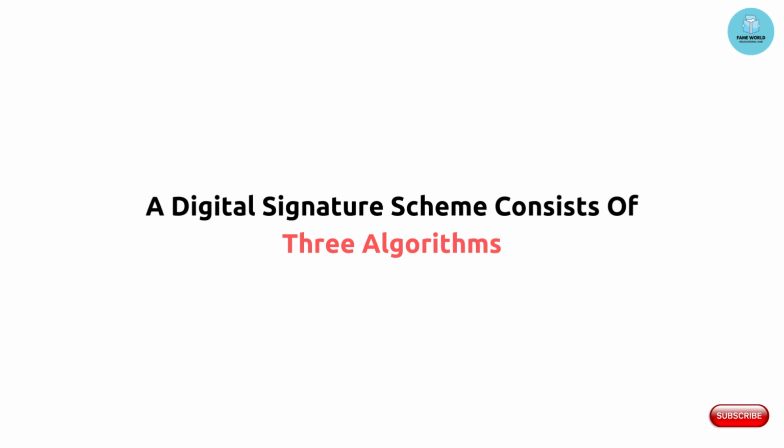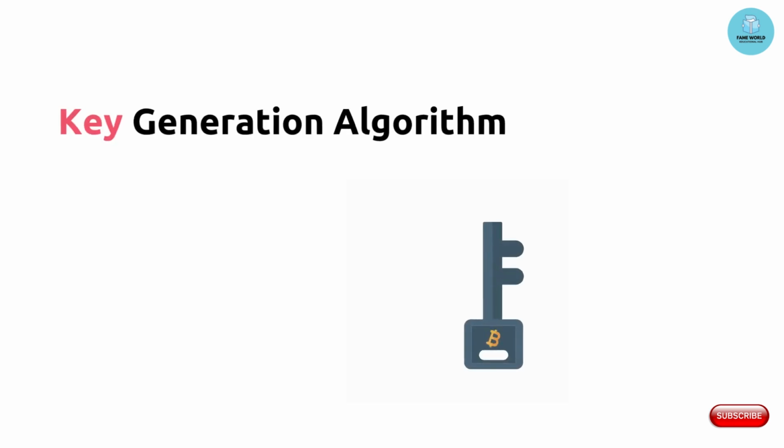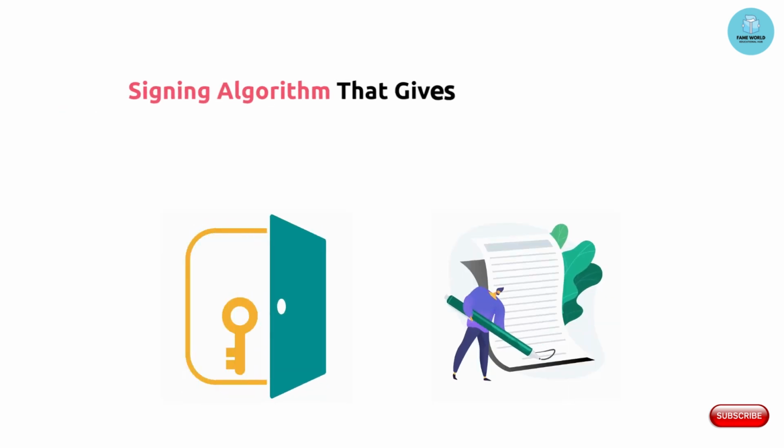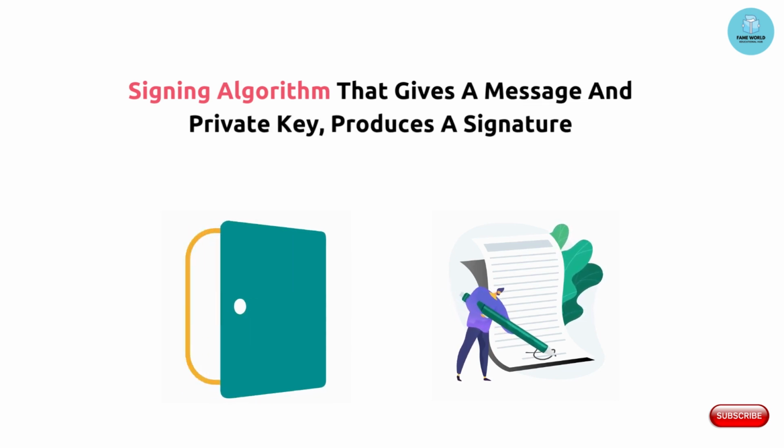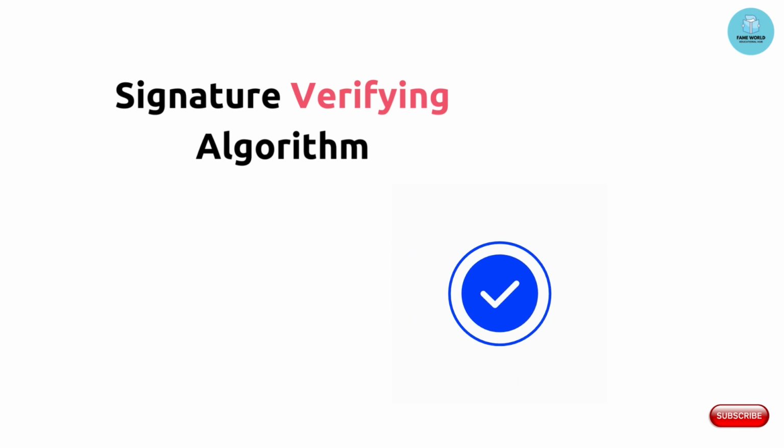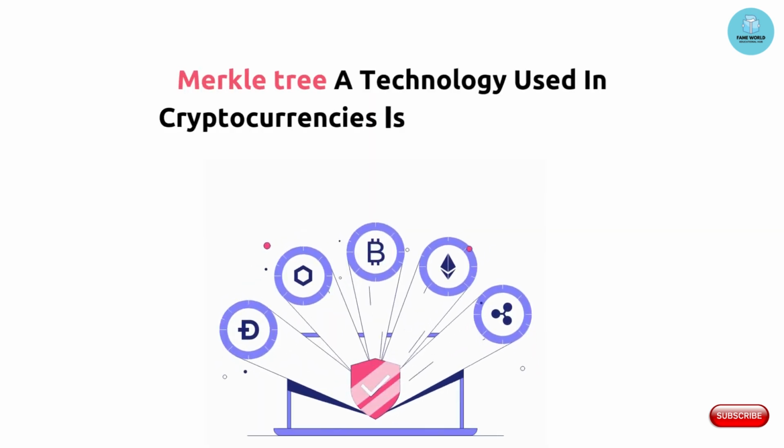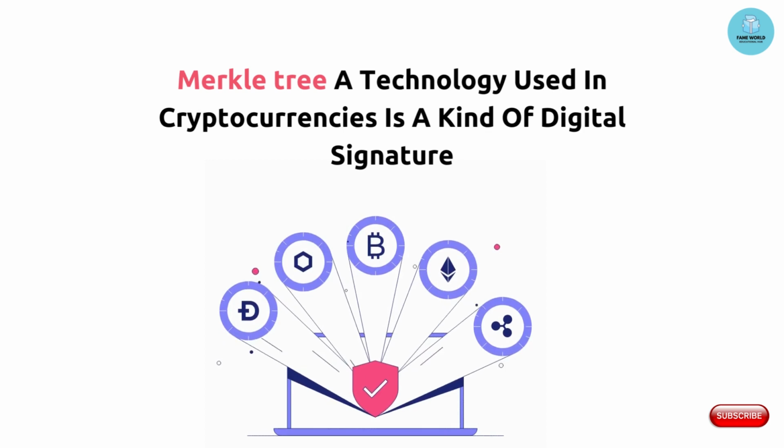A digital signature scheme typically consists of three algorithms: a key generation algorithm, a signing algorithm that, given a message and a private key, produces a signature, and a signature verifying algorithm. Merkle tree, a technology used in cryptocurrencies, is a kind of digital signature.